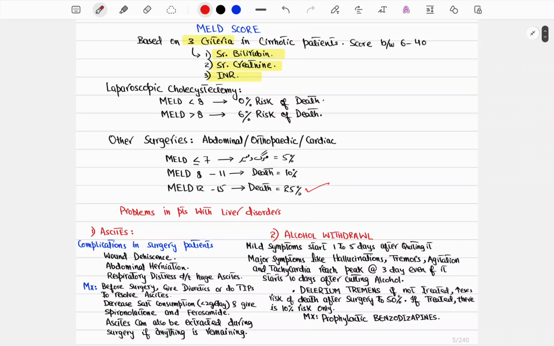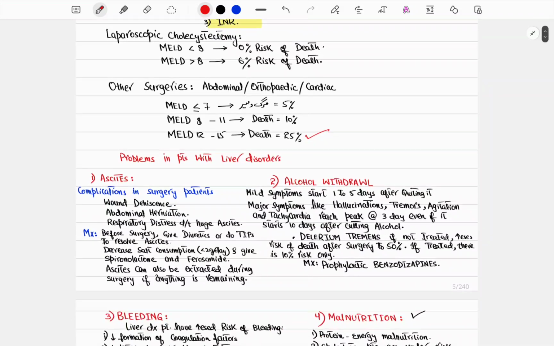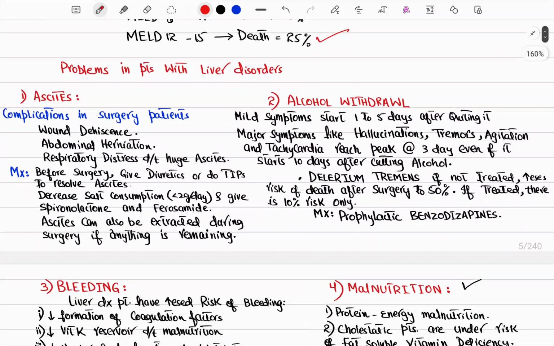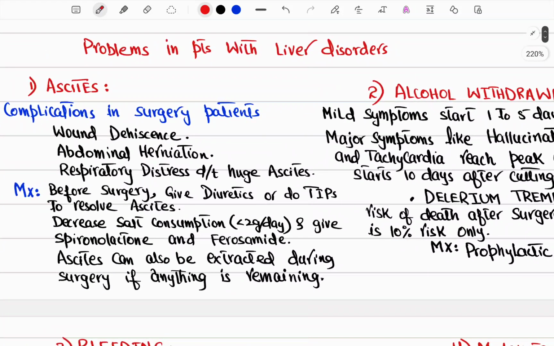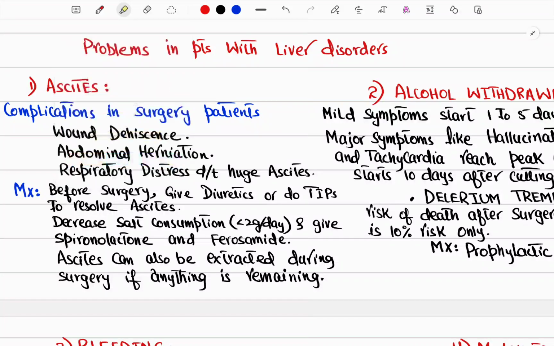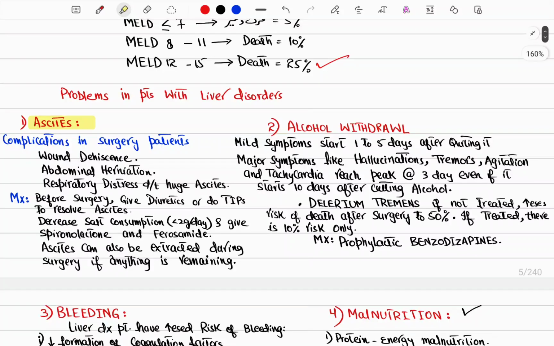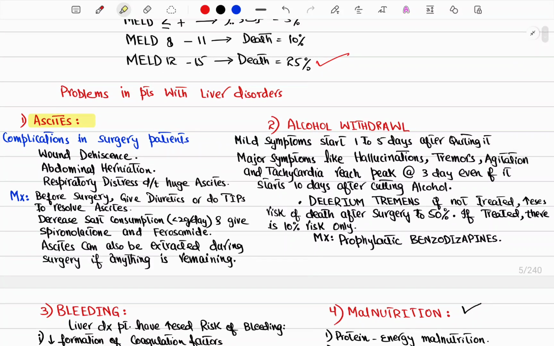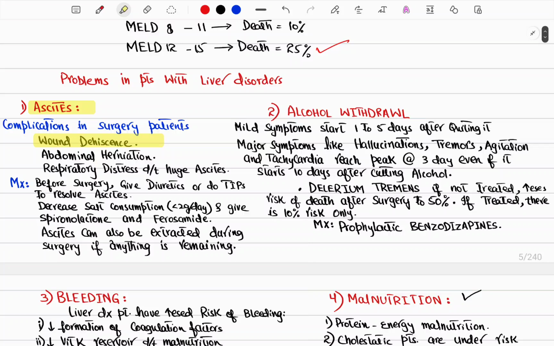Now what are the actual problems in the patients who suffer from liver diseases, liver disorders? The problem is that the patients have ascites. What complications does this ascites cause in surgical patients? It causes wound dehiscence, it causes abdominal herniation, and also respiratory distress when the ascites is huge and it presses on the diaphragm.